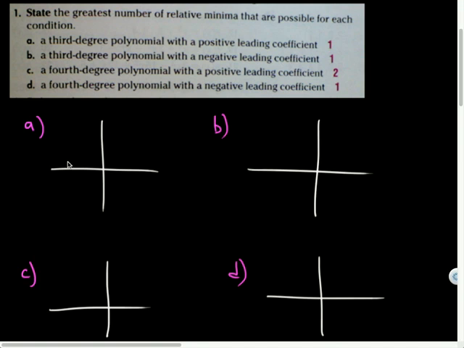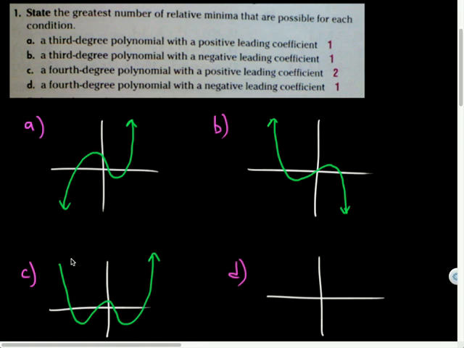Good stuff. So it says a third-degree polynomial with a positive leading coefficient could look something like this. All right, bam, you might remember the end behavior. A third-degree polynomial with a negative leading coefficient, right? Just kind of flipperoo, right? Generally, they could look like this. They don't necessarily have to have that many bends, but they could. Fourth degree with a positive, that would be your classic W case.